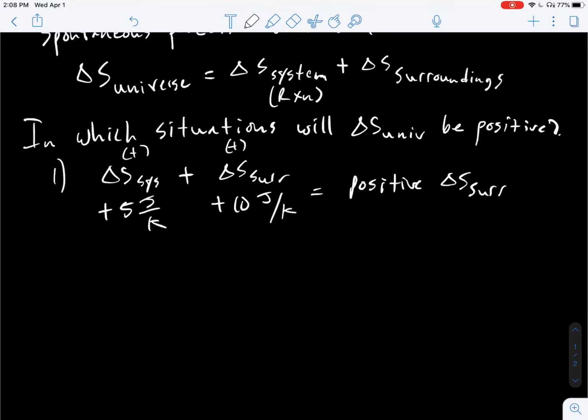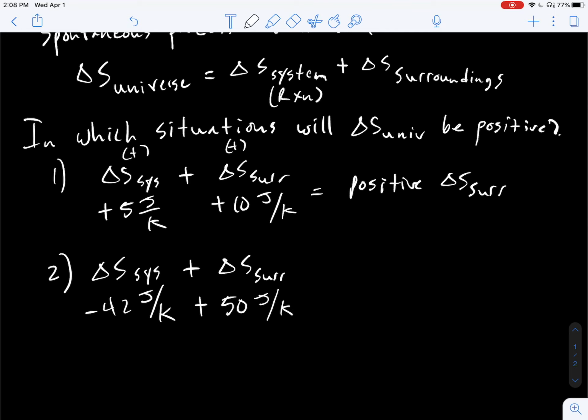However, what we might see is, let's say our delta S, the change in entropy of our reaction, is a negative value. Let's say it's negative 42. So, just looking at the reaction itself, we might conclude that this is not a spontaneous reaction. However, we can offset that. If we can affect the surroundings enough and increase its entropy, let's say we get a 50 joules per Kelvin. Now, overall, we still have a positive 8 joules per Kelvin delta S of our universe. And this would still be spontaneous.